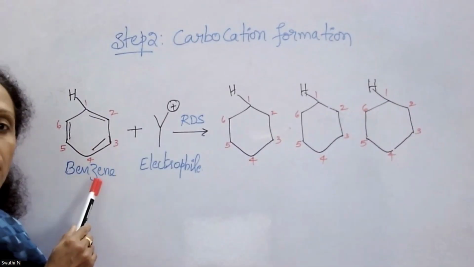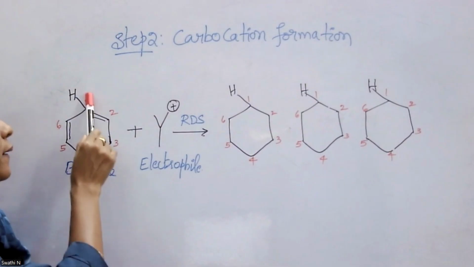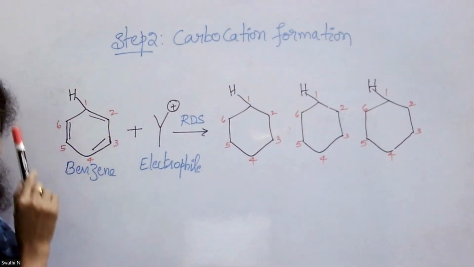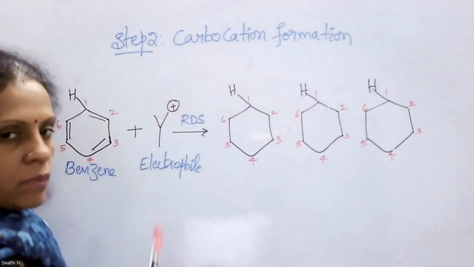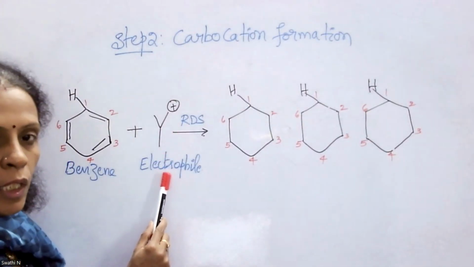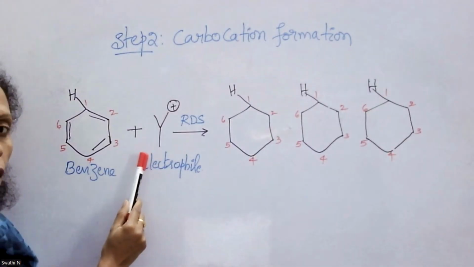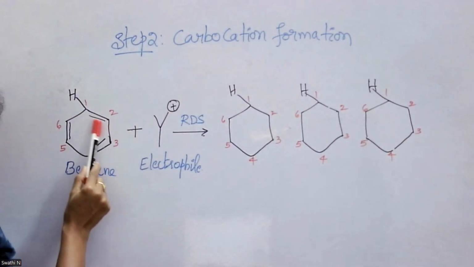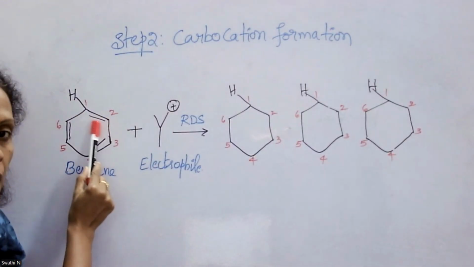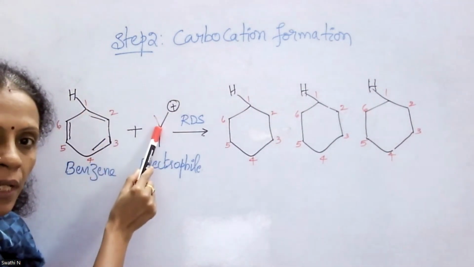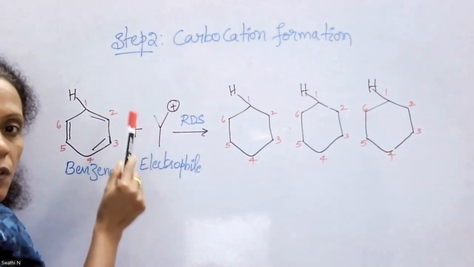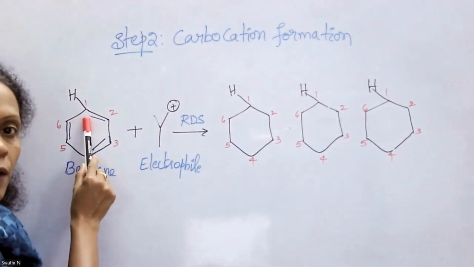First I have written the structure of benzene, and then numbered the benzene carbon atoms so that you can easily understand the drawing of resonance structures. Then this is the structure of the electrophile. Now what happens? While making a bond, this electrophile will be utilizing one of the doubly bonded electron pairs of benzene. Let us say the double bond present at the first position is utilized to make a bond with the electrophile. That means we want to show the point of attack at the first carbon atom.